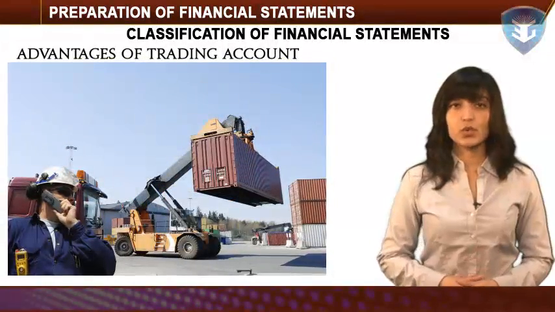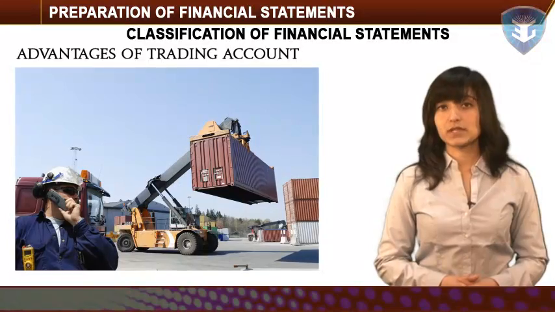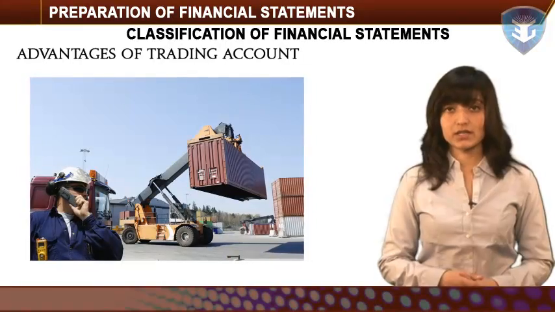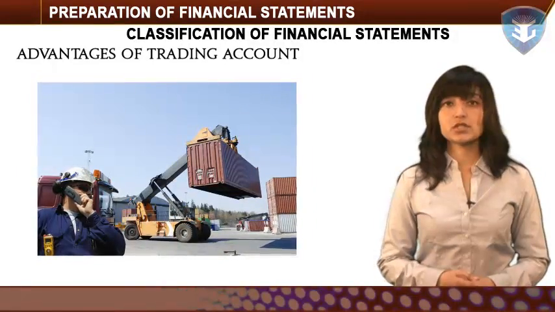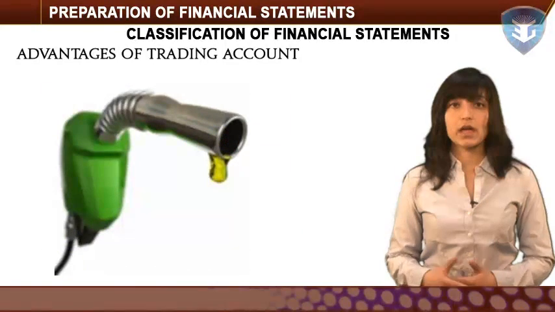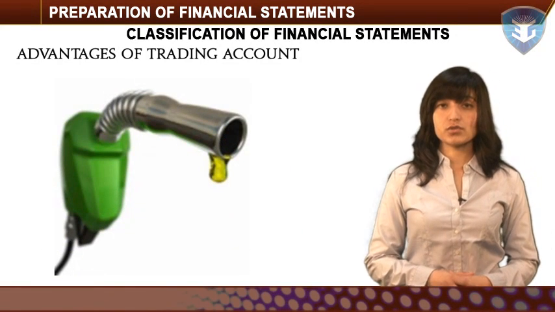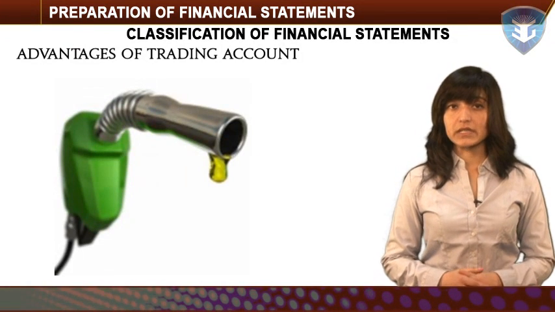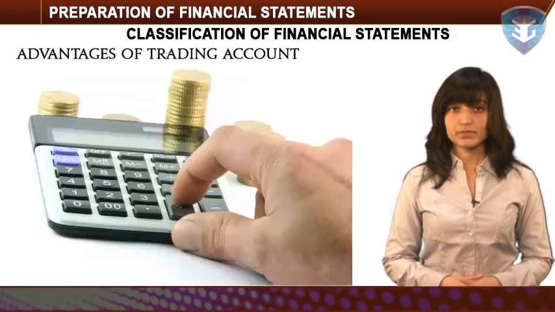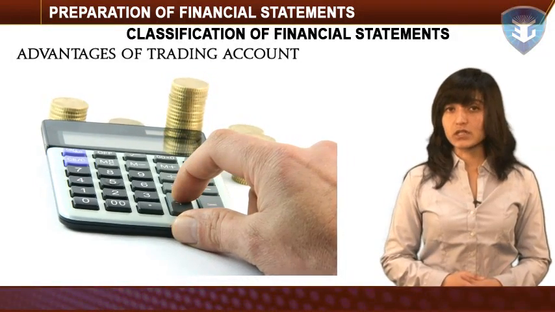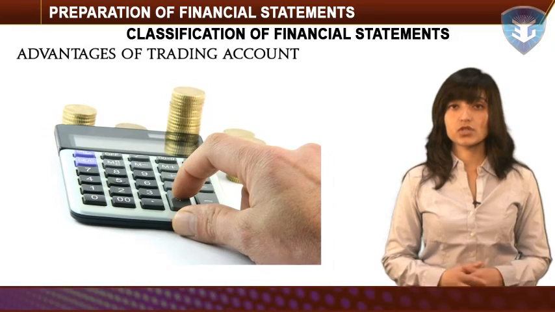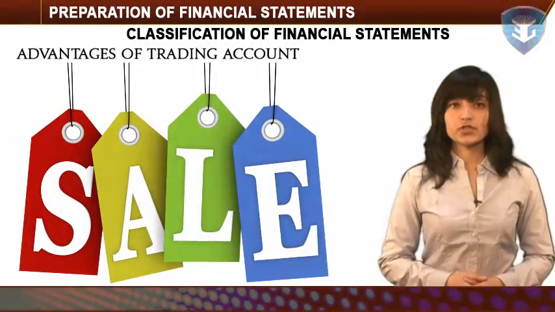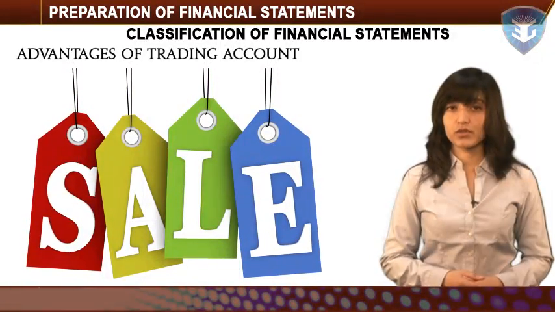Carriage and freight inward refers to the transportation expenses incurred for bringing the goods or material purchased to the premises of the organization. These expenses are debited to the trading account. Gas, fuel, and power refers to the items that are used in the production process. These items form a part of expenses and require to be debited to the trading account. Gross profit refers to the profit earned from the basic business operations, which include manufacturing, purchasing, and selling of goods. Sales refers to the gross total sales of the goods made during the fiscal year.